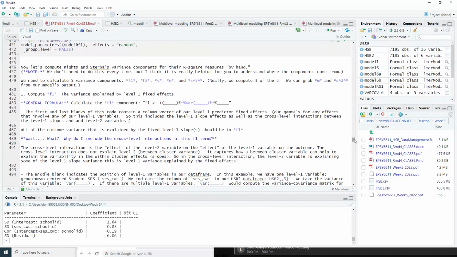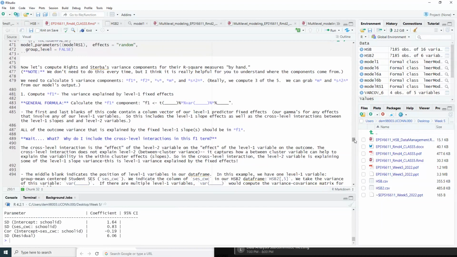is to compute 3 of these 5 variance components, right? F1, F2, V, M, and S squared. This S squared is my residual level 1 variance. So I have that. M is my between-cluster variance in the intercept. I have that. So all I need is to compute F1, F2, and V, right? And again, you probably don't remember this from the PowerPoint, but it's actually not so hard to compute these.